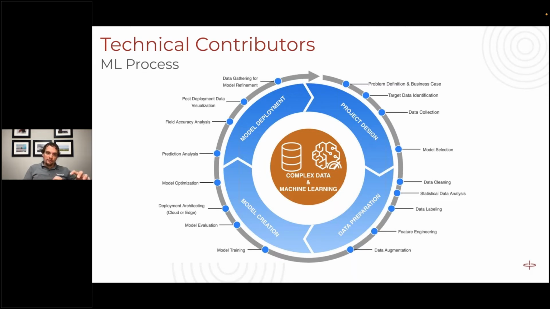And once you actually have a model created, then you get to deploy it out in the field and start gathering more data on field accuracy analysis, gathering more data so that you can refine your model, retrain it, and see if you actually achieved the business value that you were hoping for. And sometimes this process is linear, that you can gather data, train a model, deploy it, and be done, but that's rarely ever the case. And it's actually rarely the case in typical IoT products.